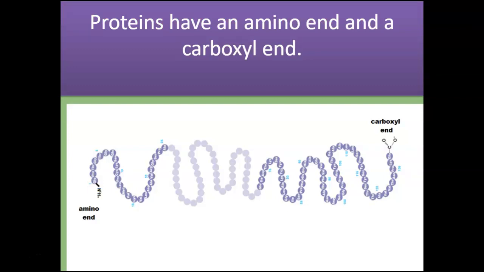Proteins have an amino end and a carboxyl end, which makes sense if you consider the polypeptide chain that builds a protein. Ultimately, you're going to have an end with an amino group and an end with a carboxyl group. That just comes from knowing the three parts of the monomers that build these polypeptides. So if you know the structure of an amino acid, you'll know the ends of a polypeptide chain.